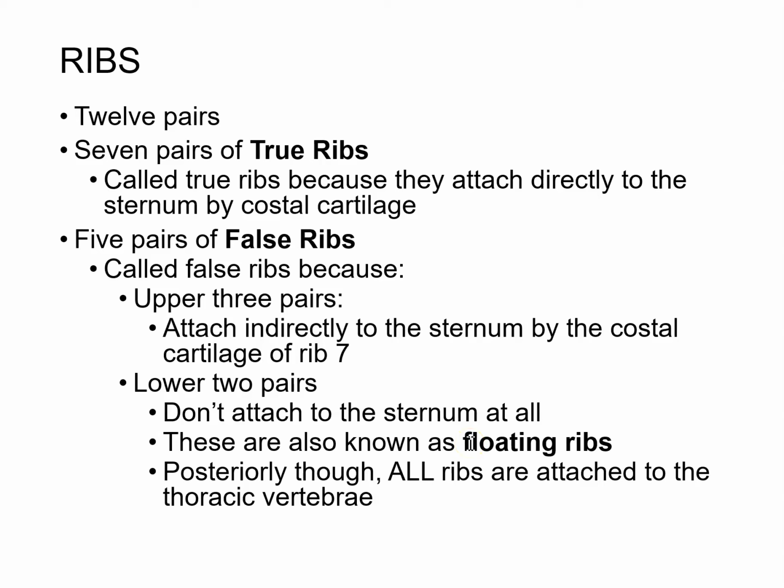There is only one bone in your body that does not connect to another bone, and that is the hyoid bone. These 2 last pairs of false ribs, which are called floating ribs, they are attached to the thoracic vertebrae. So all 12 of your thoracic vertebrae do have a rib attached to them. But these last 2 go a little bit around towards the side, and they don't actually attach to the sternum, unlike the first 3 pairs of the false ribs.